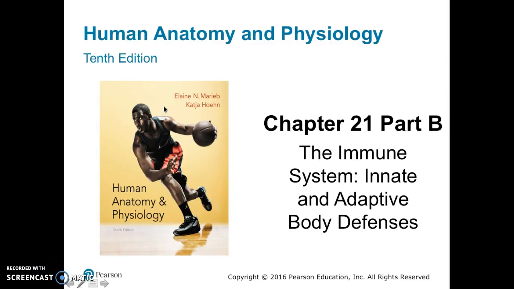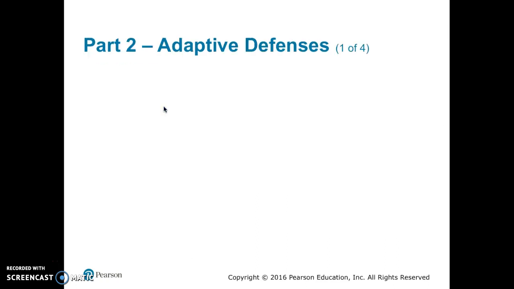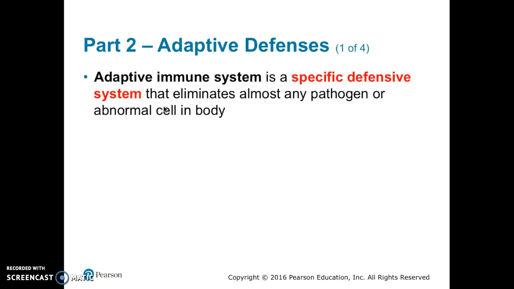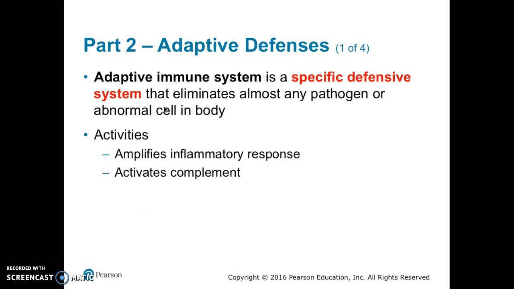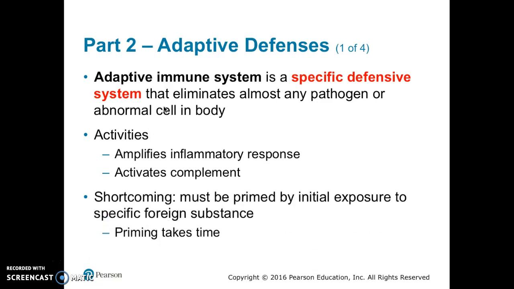Welcome back. We are now on Part B of Chapter 21, and this includes the adaptive body defenses, or the adaptive immune system. This part of the immune system is a specific defensive system which eliminates almost any pathogen or abnormal cell in our bodies. It does this by amplifying inflammatory responses and by activating complement.